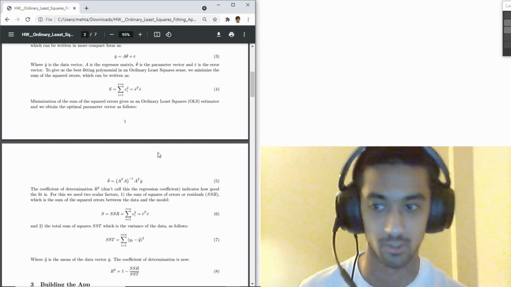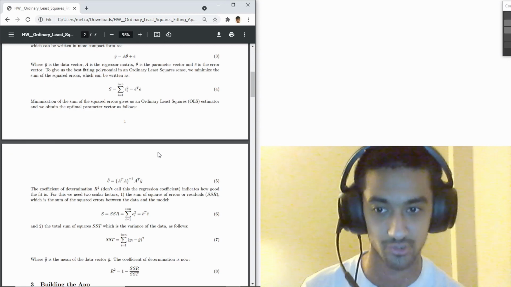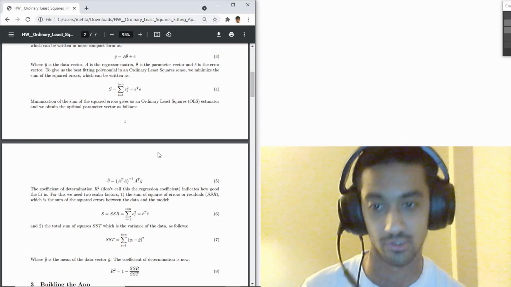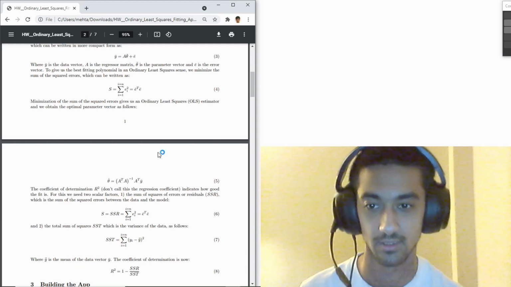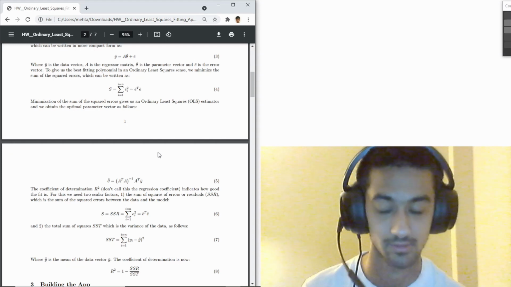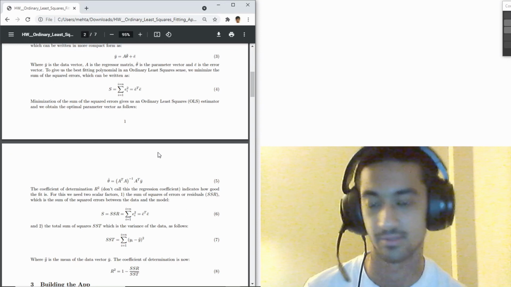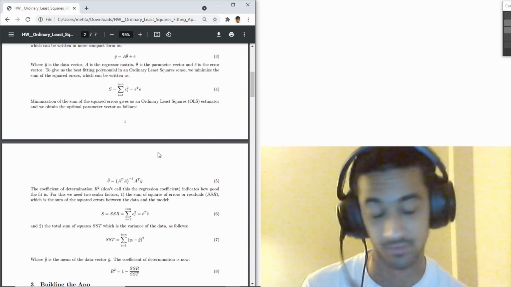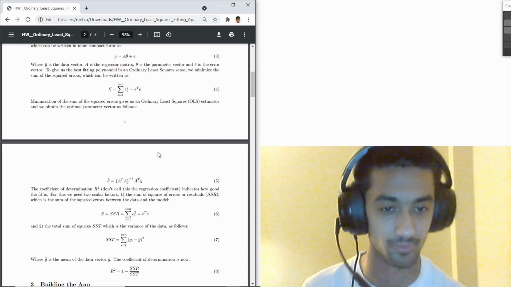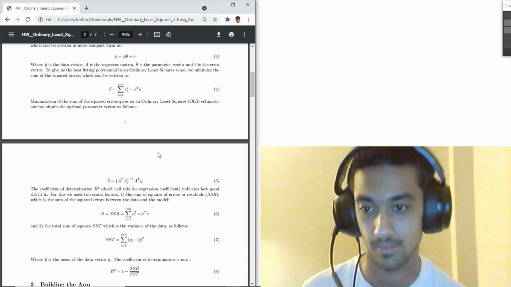Next, we're going to work our way to getting the coefficient of determination, which is not to be confused with the regression coefficient, as is more commonly referred to in statistics. That tells us how good the fit is. If it's 0, that means it's really, really bad, and if it's 1, it's perfect, and if it's something like 0.99 or very close to 1, that tells us that we're doing a really good fit.